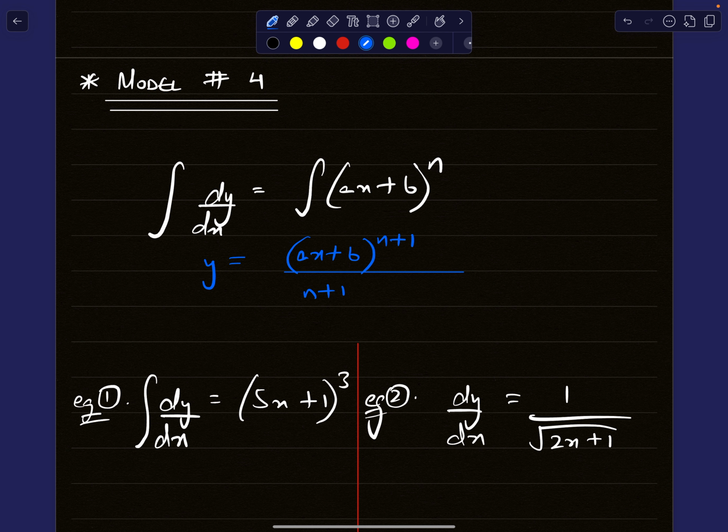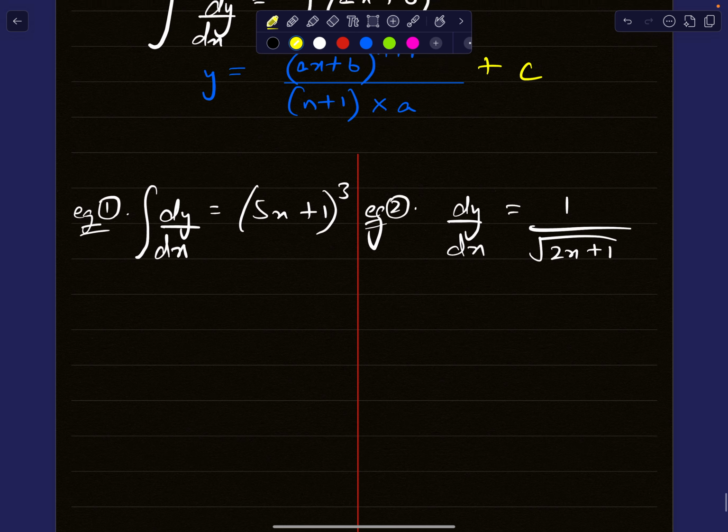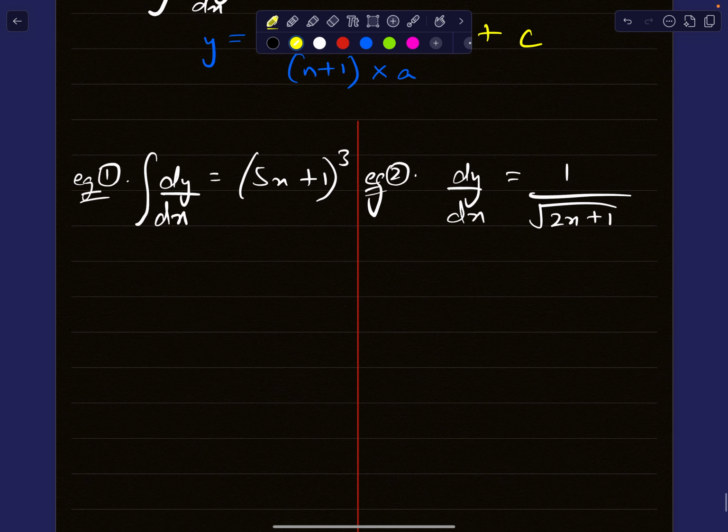or yeah, bring it down. And finally, multiply the denominator with the differential of the bracket. That turns out to be a. And that's right, put a c to retain the place value of the constant that was dropped during differentiation.